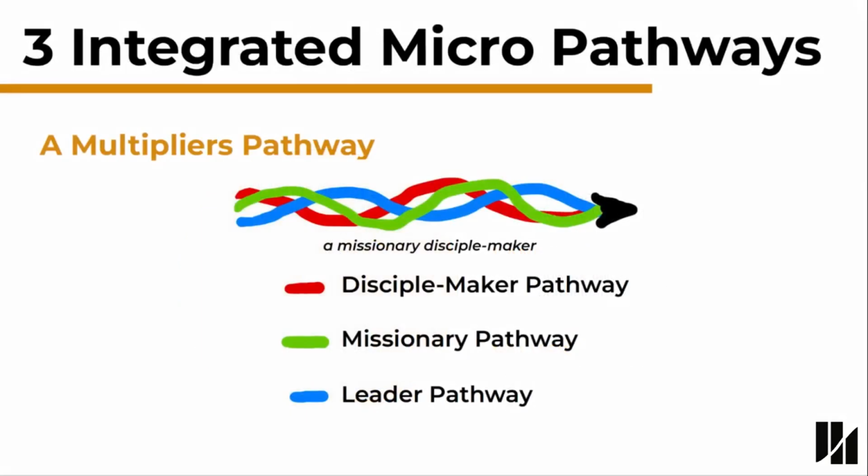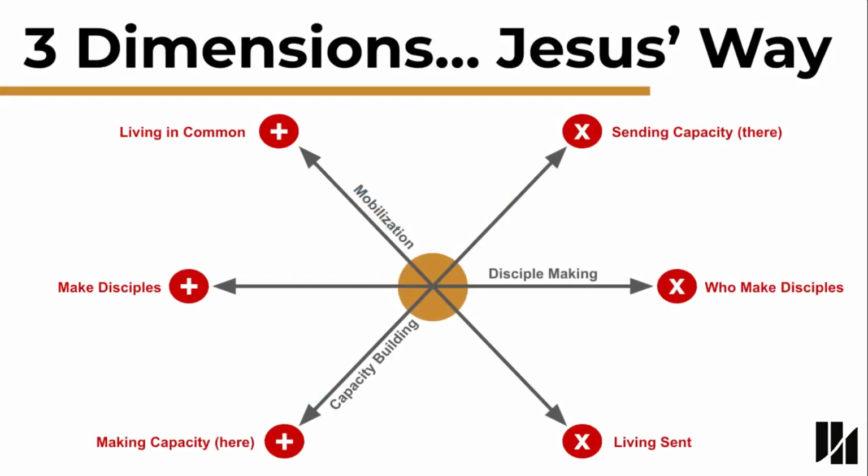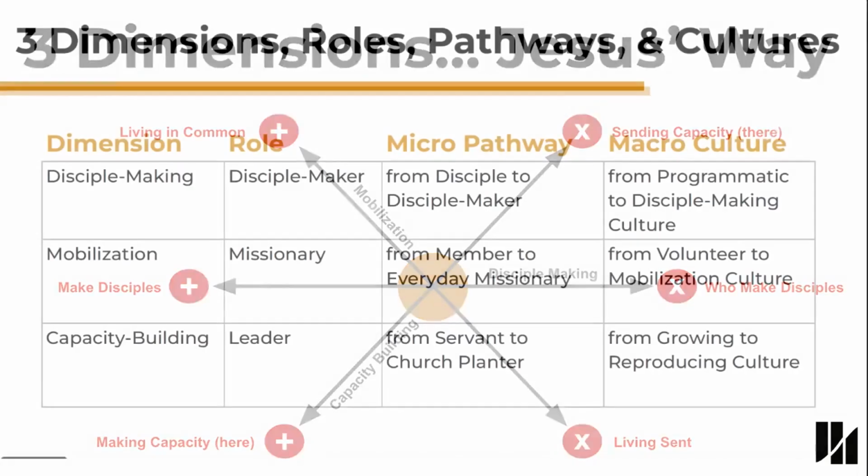These three micro pathways, then, I call them the multipliers pathway. Every individual disciple should be a missionary disciple maker, integrating these roles together of disciple maker, missionary, and leader. We covered the three dimensions of multiplication, and it's not by coincidence that those three roles of an everyday missionary line up with the three different dimensions of multiplication: the disciple-making scale, the mobilization scale, the capacity building or leadership scale. I'm going to walk through each of those and link them to the micro pathway and the mobilization flywheel.